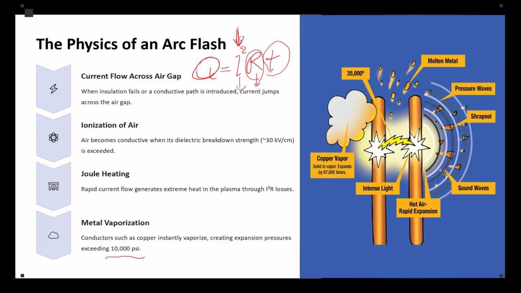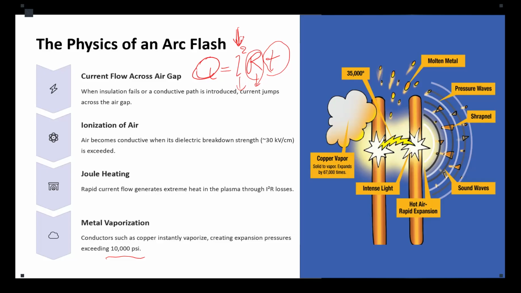This blast blows apart the equipment enclosures, launches molten shrapnel, and can physically throw the workers across the room. And in many severe cases, these mechanical blasts actually cause more secondary injuries than the arc flash itself.